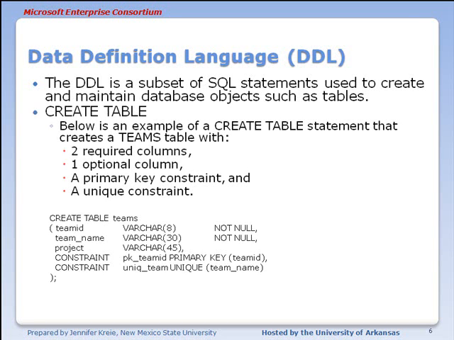This example shows creating a table for teams with 3 fields and 2 constraints. 2 of the fields are required, that's what the not null represents, and 1 field is optional, it can be left blank. We have a primary key constraint and we have a uniqueness constraint.